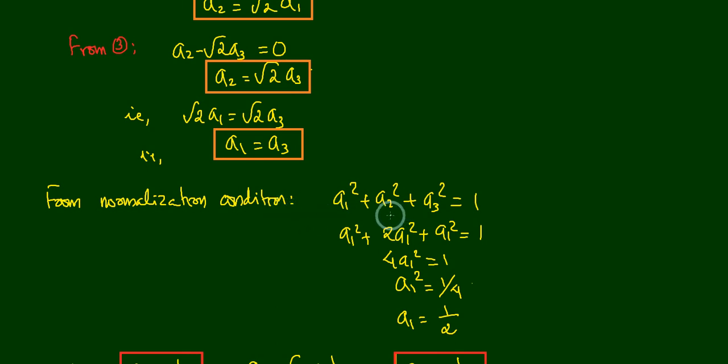And the normalization condition is that A1 square plus A2 square plus A3 square is equal to 1. You know how to get this equation if you have learned the variation theorem. If you don't know, you can go back to the variation theorem and see how this equation is coming.